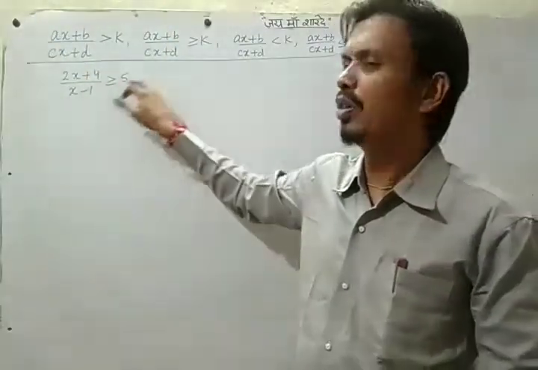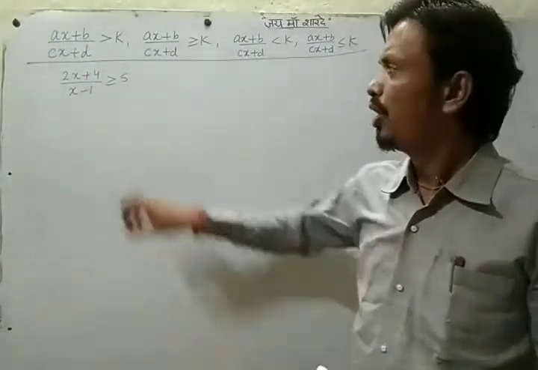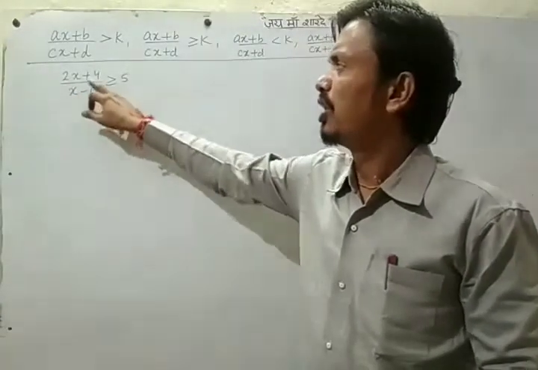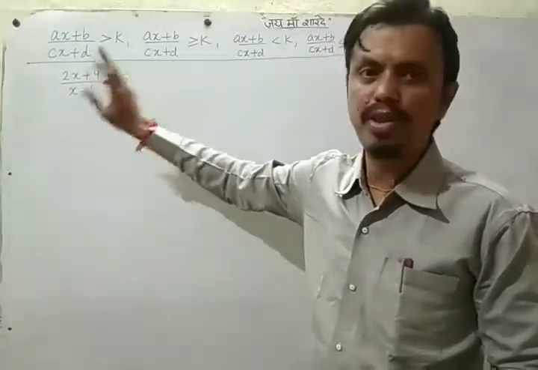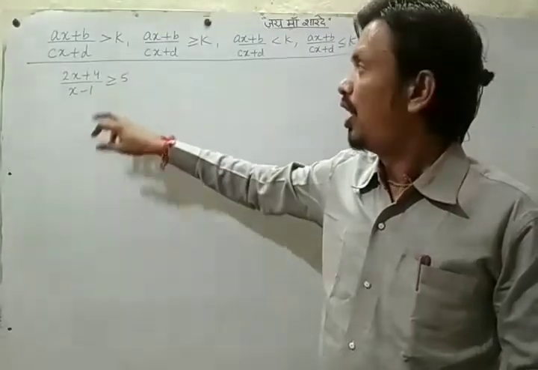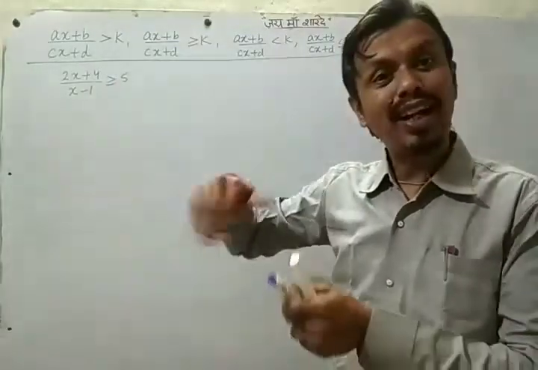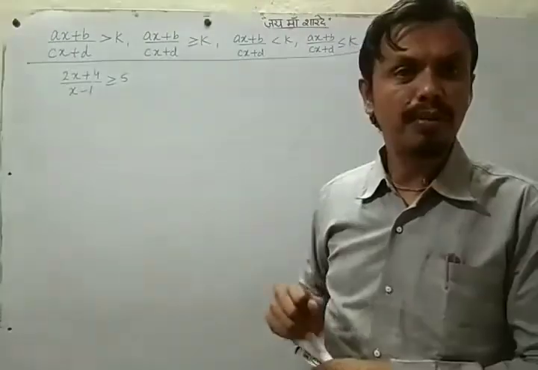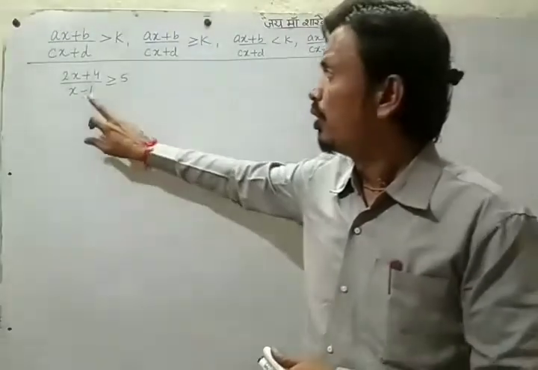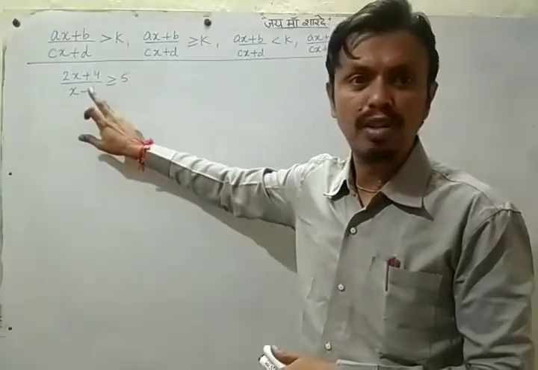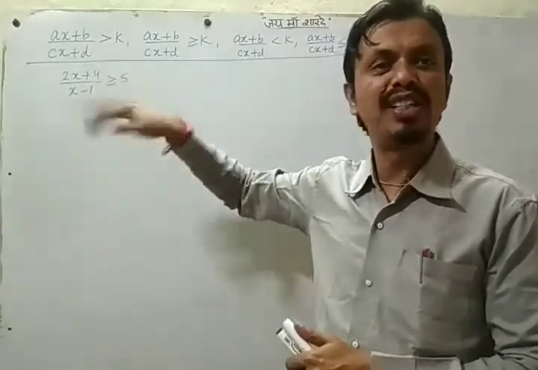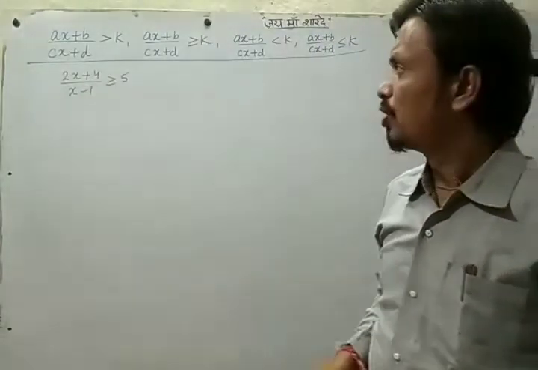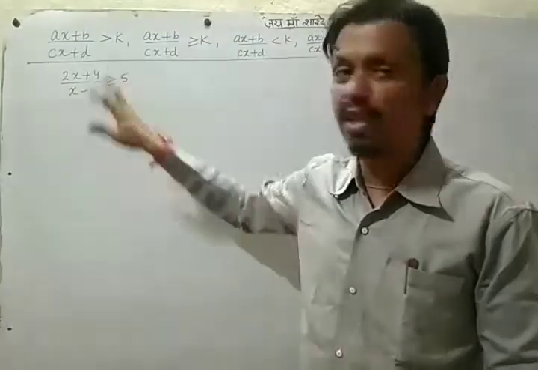But here we cannot cross multiply because we don't know whether x minus 1 is negative or positive. It depends on x. And when you multiply by any negative number in an inequality, the sign of the inequality will change. Okay? So we cannot cross multiply because we don't know whether x minus 1 is negative or positive. So what are the steps to solve these inequalities?